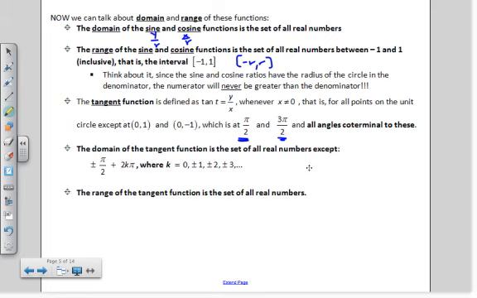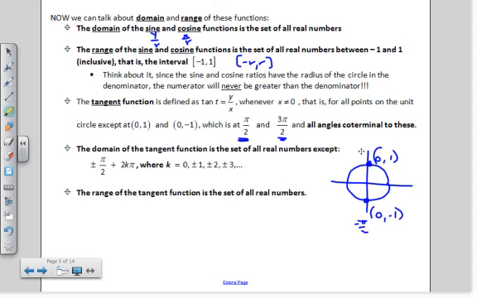Now our domain, it's kind of interesting for y over x. What's going to happen here is we actually have the domain is plus or minus pi over 2 plus 2 pi k. What does that mean? Well, if we just look at the circle here and we just look at these points here, we're at (0, 1), which is at pi over 2, and we're at (0, -1), which is at negative pi over 2.